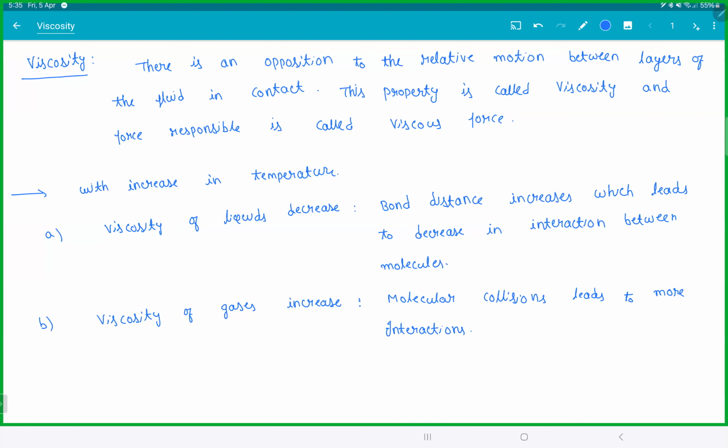In viscosity, we primarily have only two formulas. Everything we'll derive based on that. Have a look at this page.